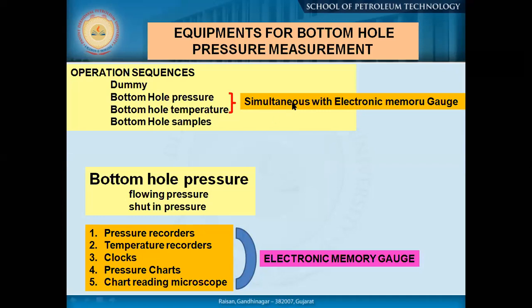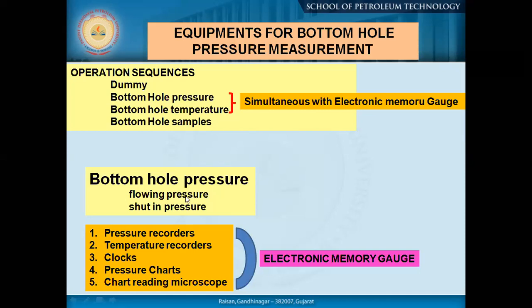Then the second part is bottom hole. When I worked, we used a bottom hole pressure study for manometer and bottom hole temperature study. But now with an electronic memory gauge, you have only one instrument, and you have the bottom hole sampler. Okay, that we have discussed also, the bottom hole sampler.